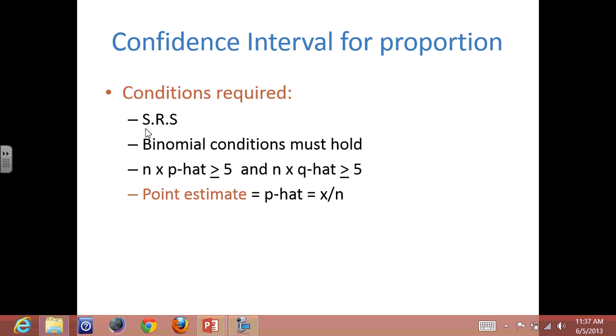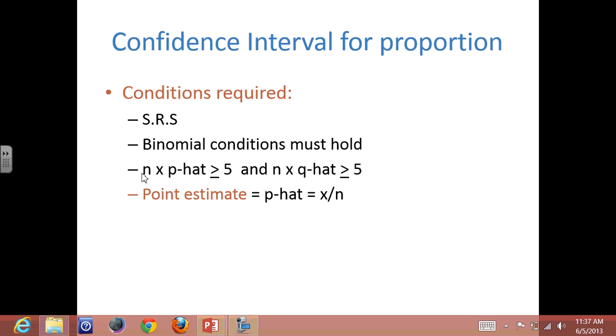Besides the samples being simple random samples, the binomial conditions must hold. Remember, there were 4 conditions for the binomial condition to hold. If you need to review them, they were in chapter 4, section 4.3, which contained the binomial conditions. And this is the condition for when a proportion will be approximated by the normal distribution.